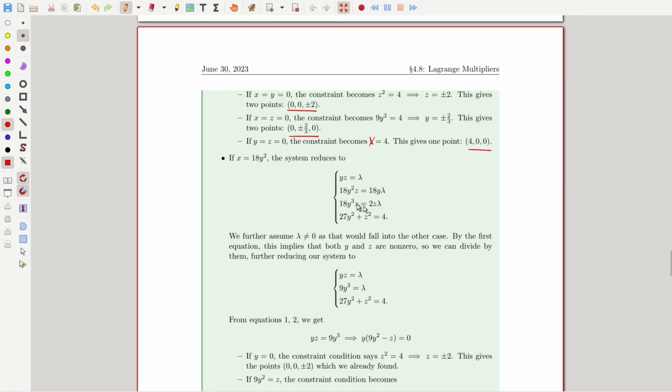And the reason I do that is because notice we have a redundancy. We have z's on both sides here. We have y's on both sides here. I want to be able to divide by y and z.